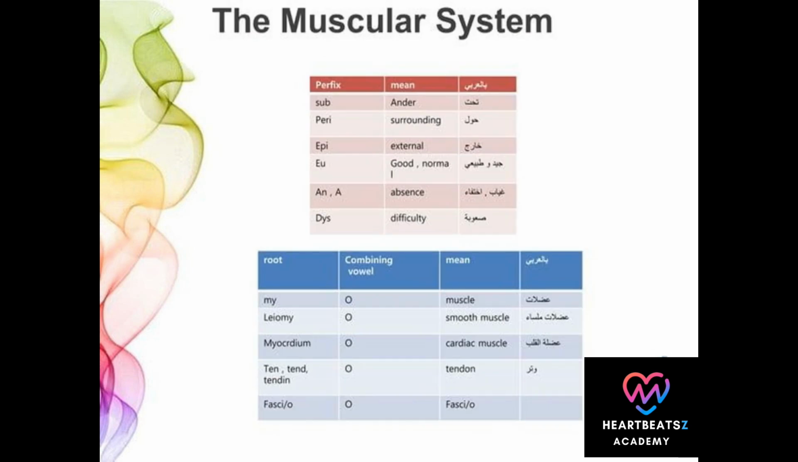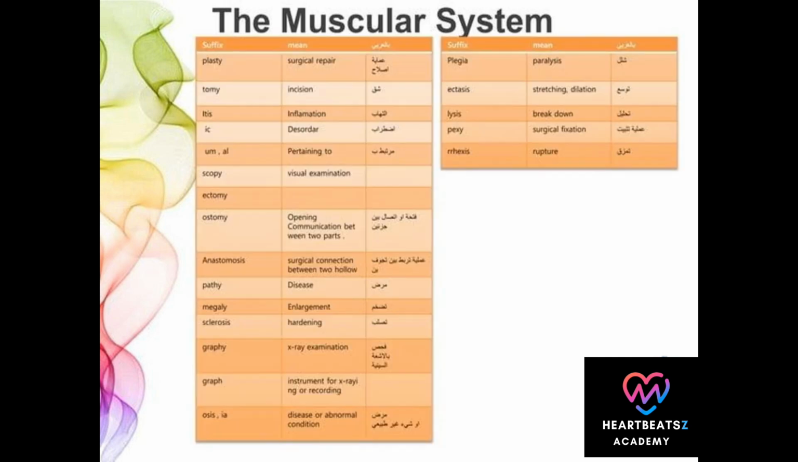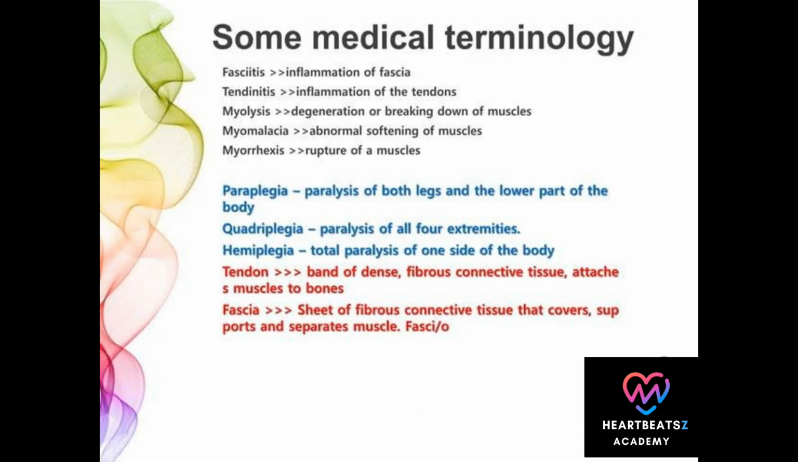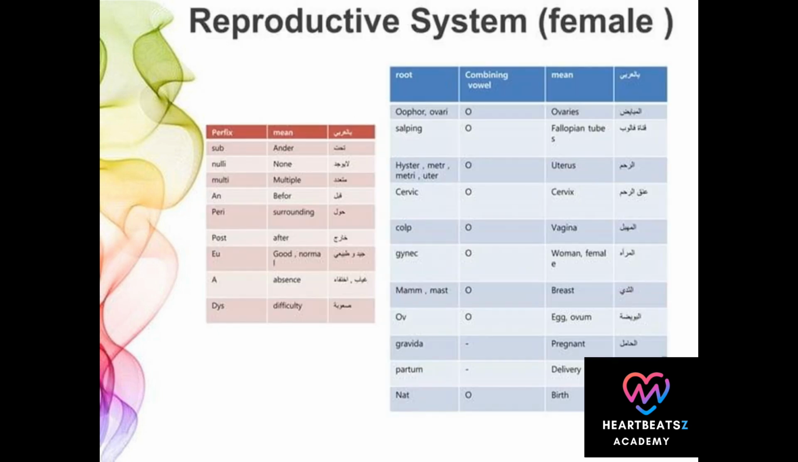Now, let's discuss the muscular system. We have words like fasciitis, which is inflammation of the fascia, and tendinitis, which is inflammation of the tendons. We also have terms like myolysis, which is degeneration or breaking down of muscles, and myomalacia, which is abnormal softening of muscles.